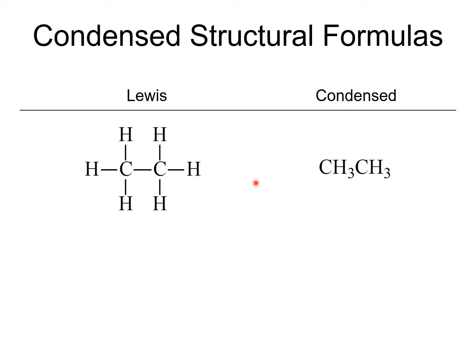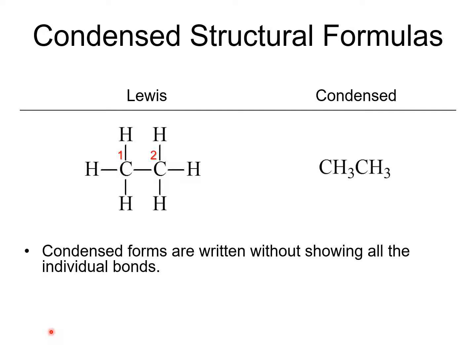So all you did there is you took this molecule and this carbon that has 3 hydrogens attached to it, I wrote it as CH3 instead of actually writing out all of the hydrogens. And here you've got a carbon that's attached to 3 hydrogens, so I wrote it as CH3. This is a lot easier to write on a straight line than to draw out the Lewis dot structure. So condensed formulas are written without showing all of the individual bonds.